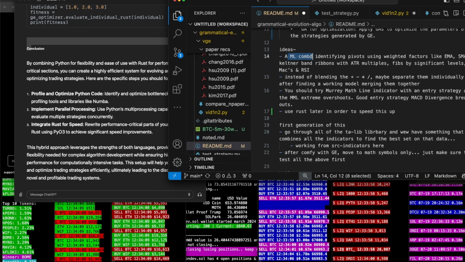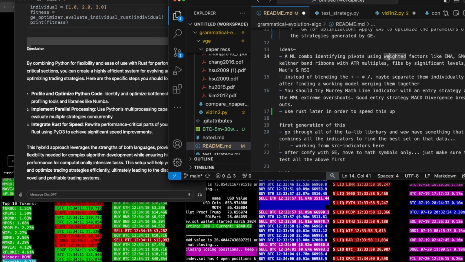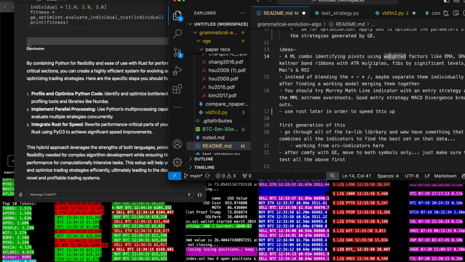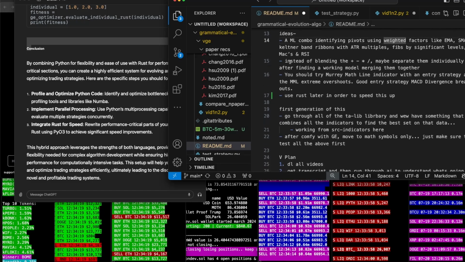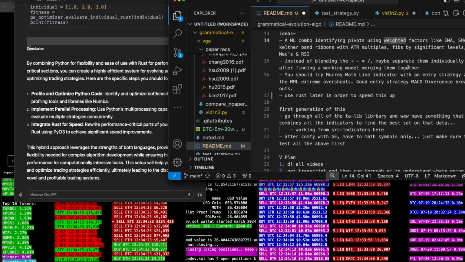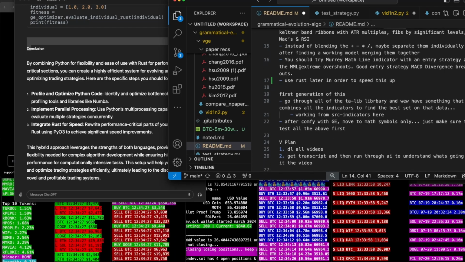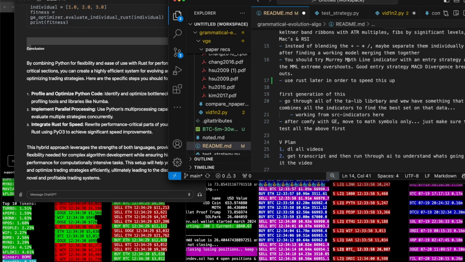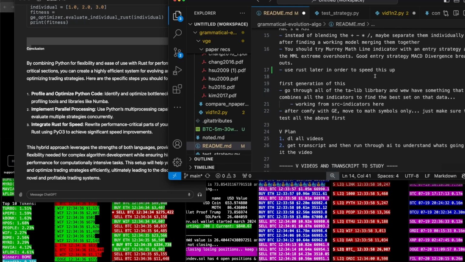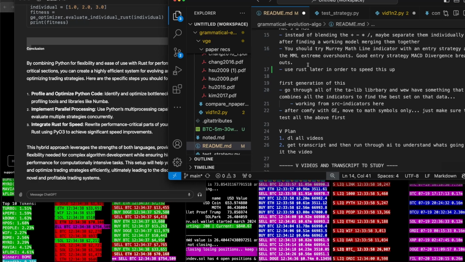Ideas: an ML combo identifying pivots using weighted factors like EMA, SMA, Keltner bands with ATR multiples, fibs by significant levels, MACD, and RSI. Instead of blending the plus, minus, and multiplication, maybe separate them individually, and after finding a working model, merge them together. You should try the Murray Math Line indicator with an entry strategy at the MML extreme overshoot. Good entry for a strategy of MACD divergence breakouts.